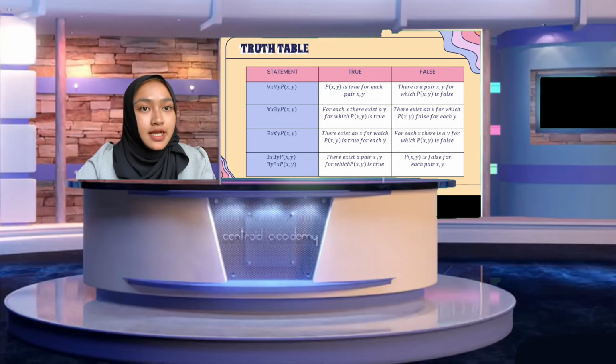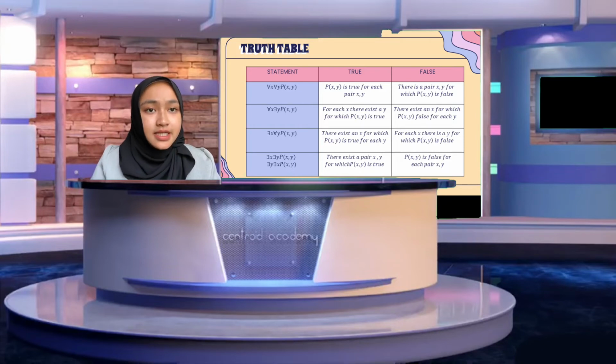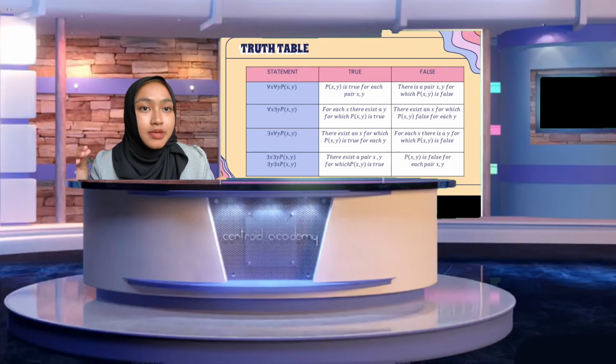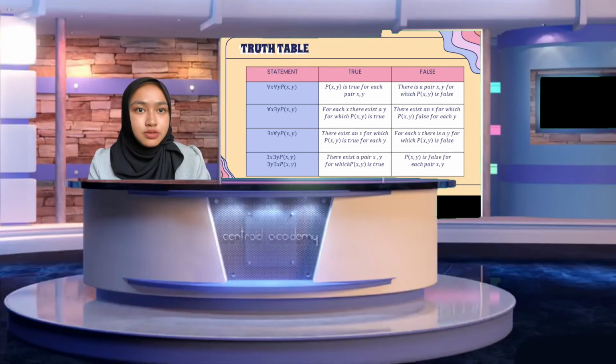Okay, and lastly, there exists x, there exists y, p(x, y). The statement will be true if there exists a pair that is true, and the statement will be false if all pairs are false.